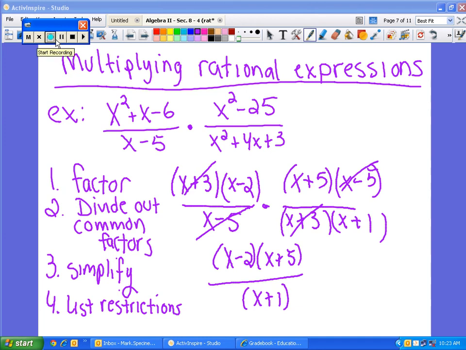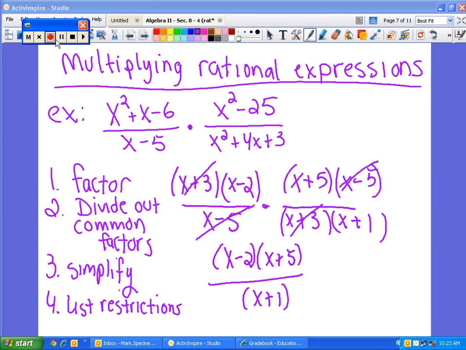Okay, step number 4, my last step is to find my restrictions. And again, we're not just looking at the final result. We have to go back to the original denominators. I also feel that looking at this, it's very, very difficult to figure out what values of x are going to make this equal to 0. I wouldn't even want to try.